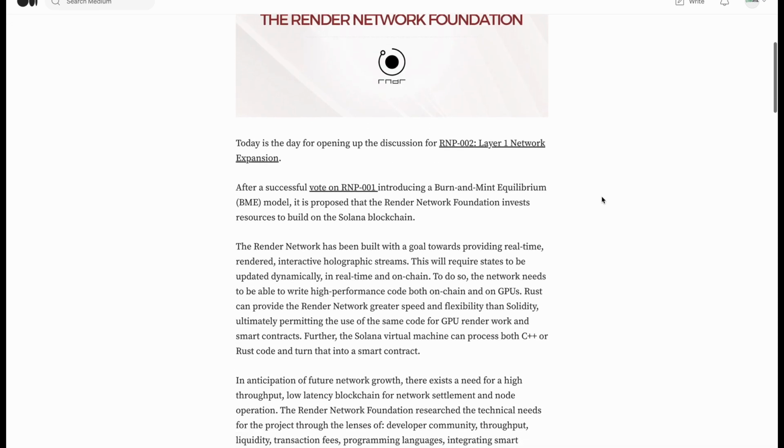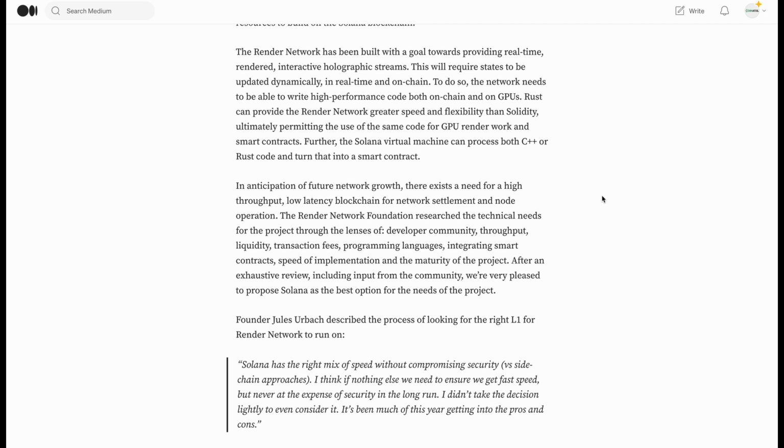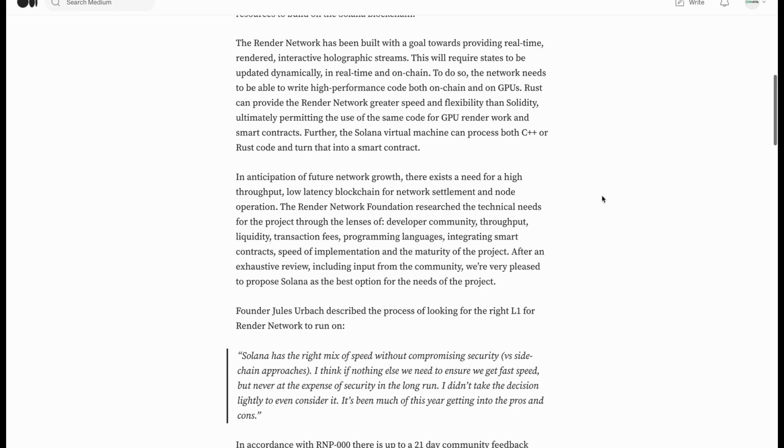Number five, consistency across GPU render work and smart contracts. One of the main ideas of the BME model is to maintain consistency between the tokens burned for rendering GPU render work and those used in smart contracts. By using Rust in both tasks, the Render network can ensure that the same code can be used for both GPU render work and smart contract processes that involve token burning and minting.